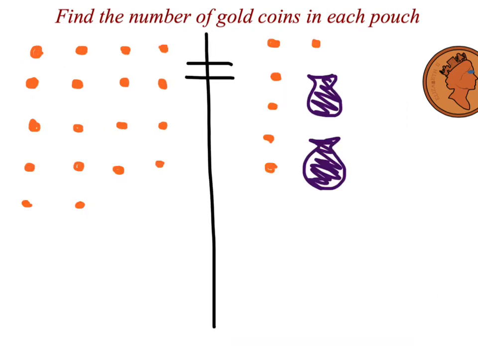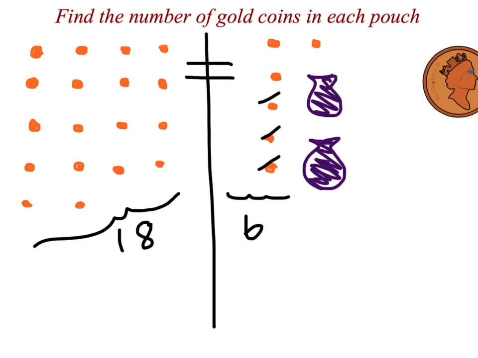In this problem, I have 18 gold coins on the left side of the equation, and on the right side of the equation, I have 6 gold coins and 2 pouches. So to maintain equality, let's subtract the same number of coins from each side. Since we have fewer coins on the right side, let's cancel those out first.